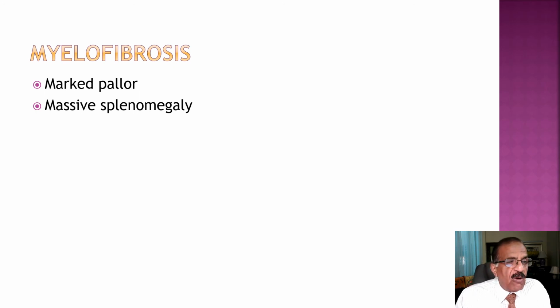Typically in myelofibrosis, spleen is very, very big, just like chronic myeloid leukemia, maybe even bigger. So spleen may be so big that it occupies the whole of the abdomen. Sometimes it can go up to the right iliac fossa. So that is one very helpful diagnostic feature.